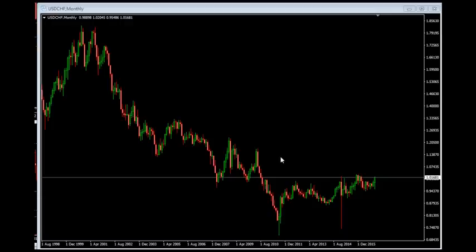Upon first glance, I'll give some general thoughts: I think we're going to see some decent reversals coming up. Again, time will tell, and monthly charts, of course, take quite a bit of time to play out a lot of times, but they're just as valid as any other time frame. So here's the USD Swiss monthly time frame.